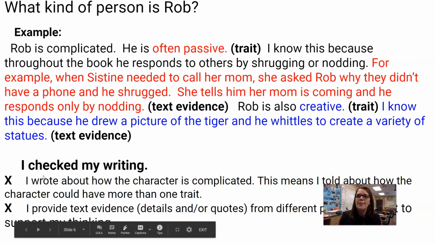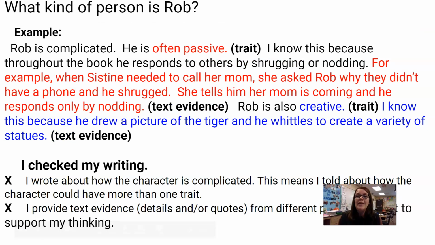What kind of person is Rob? Rob is complicated. He is often passive. I know this because throughout the book he responds to others by shrugging or nodding. For example, when Sistine needed to call her mom, she asked Rob why they didn't have a phone, and he shrugged. She tells him her mom is coming, and he responds only by nodding. And that's just one example of Rob shrugging and nodding.